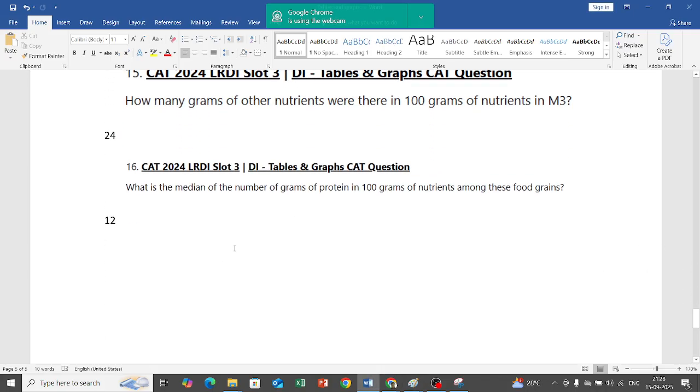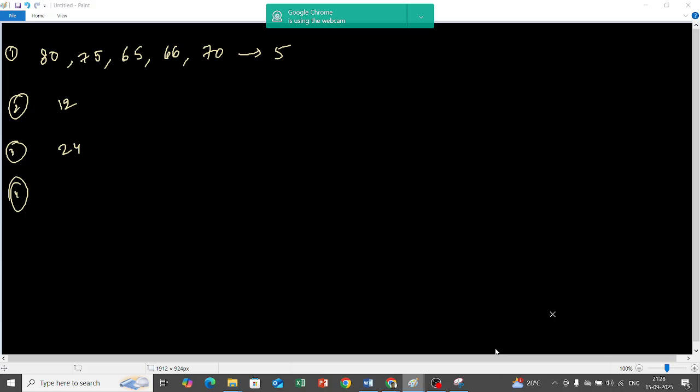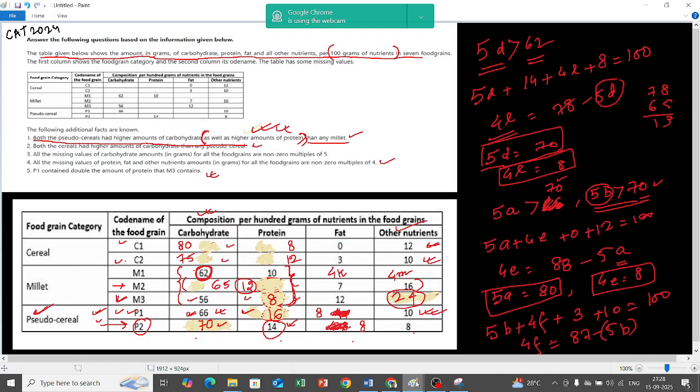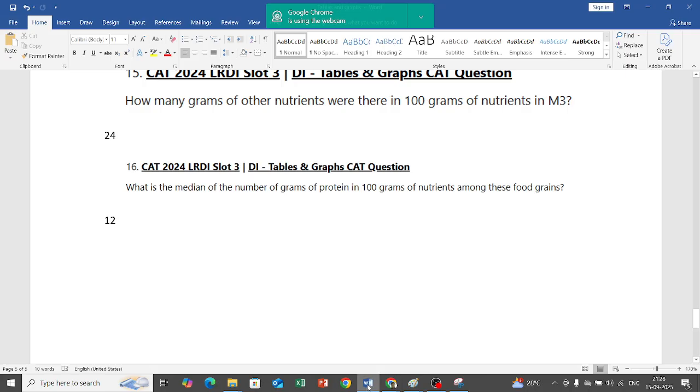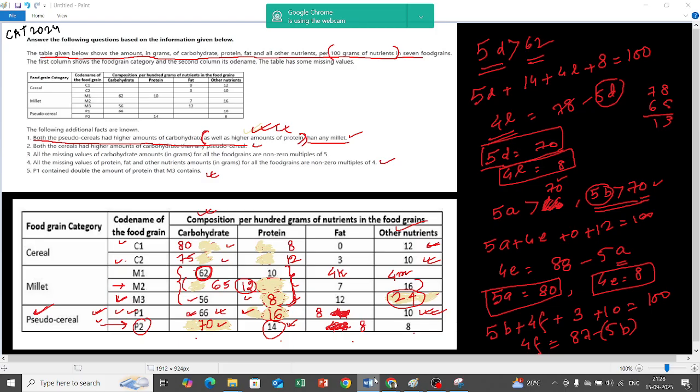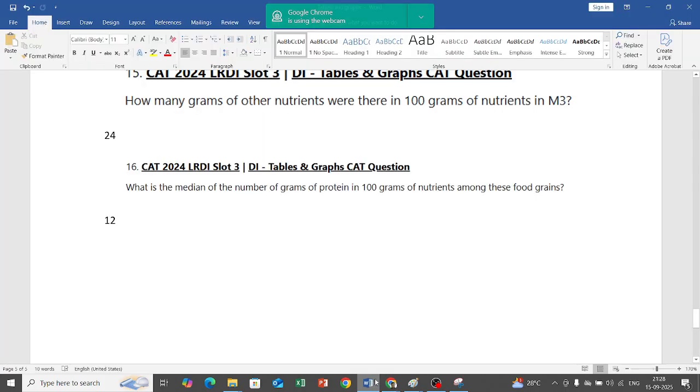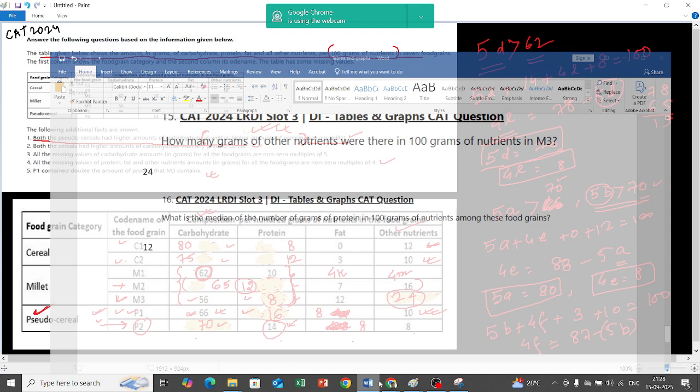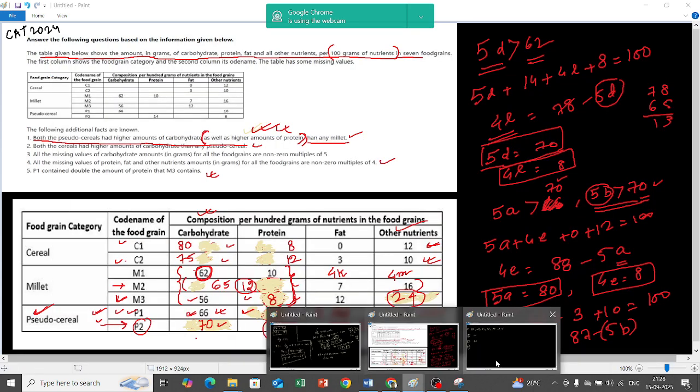Okay. What is the median of the number of grams of proteins present in 100 grams in these food grains? Median. Talking about 100 grams, what is the median of the number of grams of protein? Okay, protein. So what are the different data we have? 8.